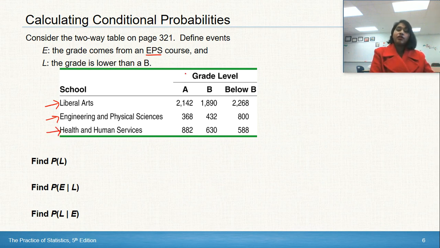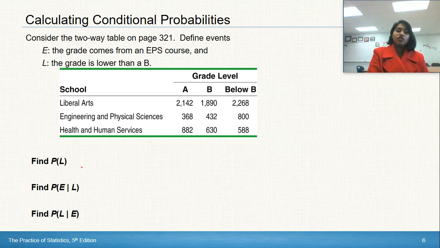And then they categorized them by, did you get an A in the class, a B in the class, or below a B? So we've got 3 questions here. They want us to find these 3 probabilities. But before we can talk about these probabilities, let's define our events. So event E is the grade comes from an EPS course. So it comes from this college, this school right here. Event L, the grade is lower than a B.